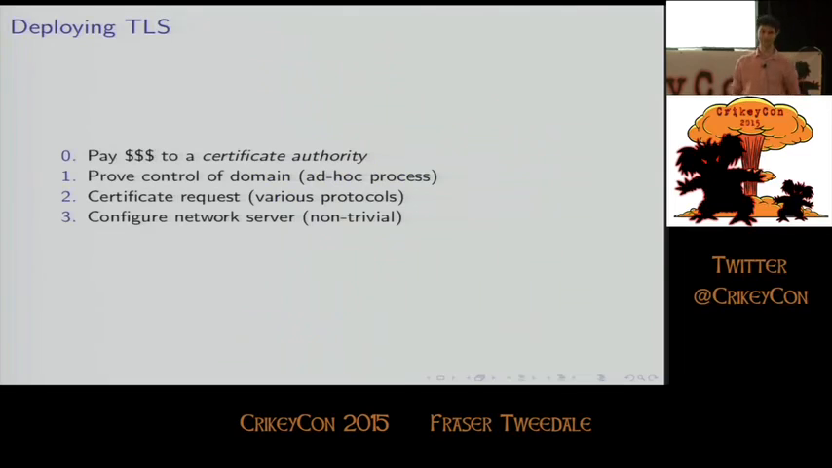So basically the process today involves paying money to a certificate authority. Usually there are some free ones, but most of them charge money. That's point 0 because that one doesn't necessarily happen as the first step, but the next 3 are in order. So you have to prove control of a domain for a domain validation certificate, which is an ad hoc process. There is no standardization around this process.